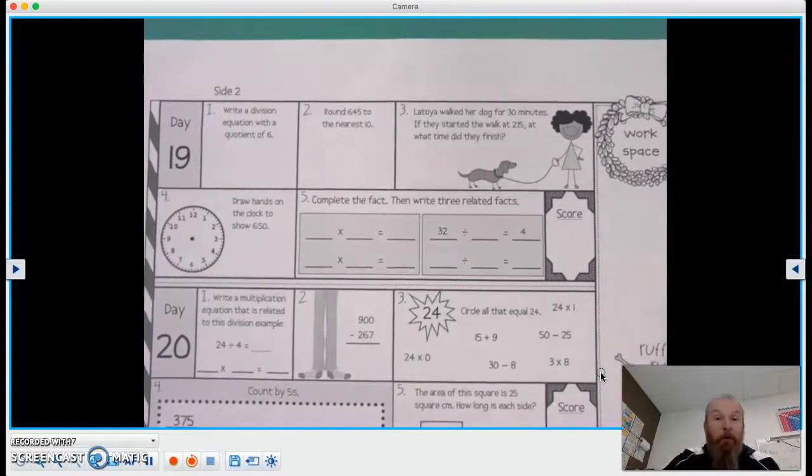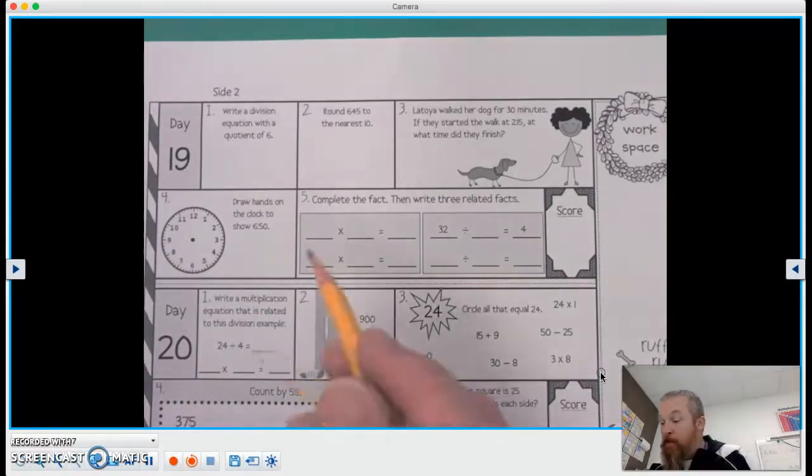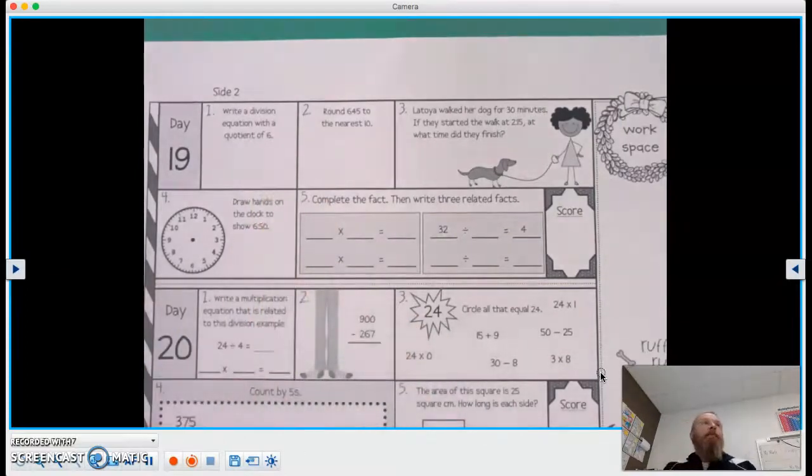Let's get after it. Write a division equation with a quotient of 6. Remember, quotient is the fancy word for the answer. Okay, so something with a quotient of 6. So what divided by what equals 6?